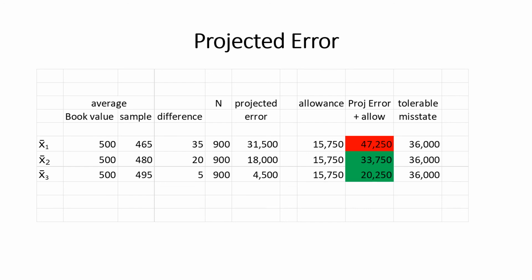I hope this helps you get a handle on it. Again, we'll beat this up throughout the quarter. I think it's a concept that's important. It's not enough for my sample mean. So in X1 here, 465, my projected error is less than tolerable misstatement. Okay, but I'm still not comfortable.